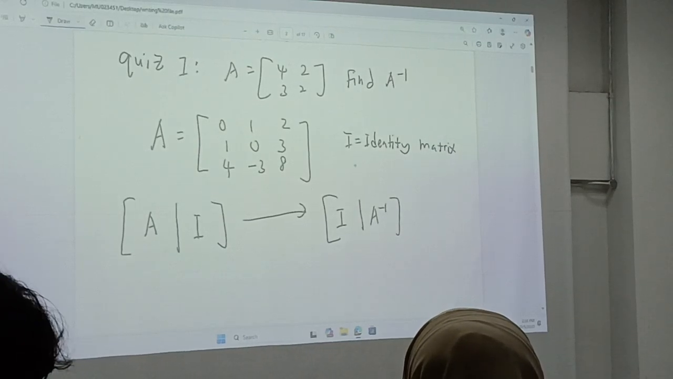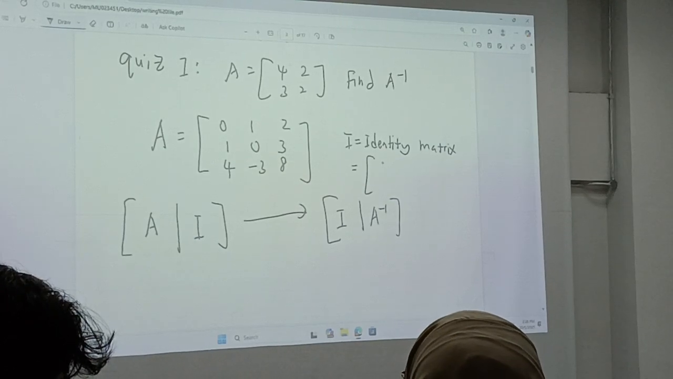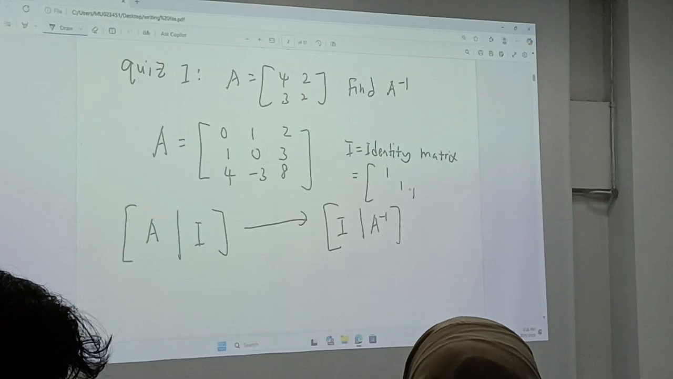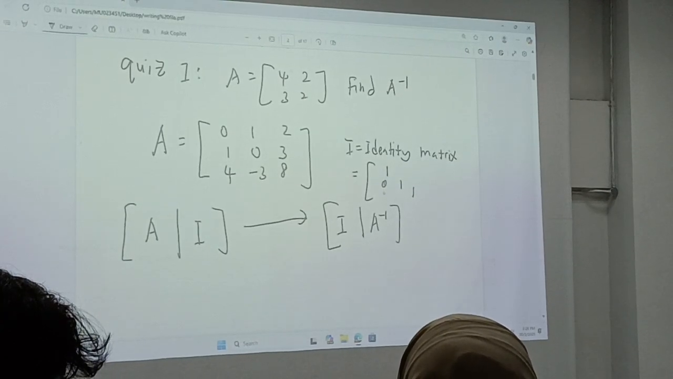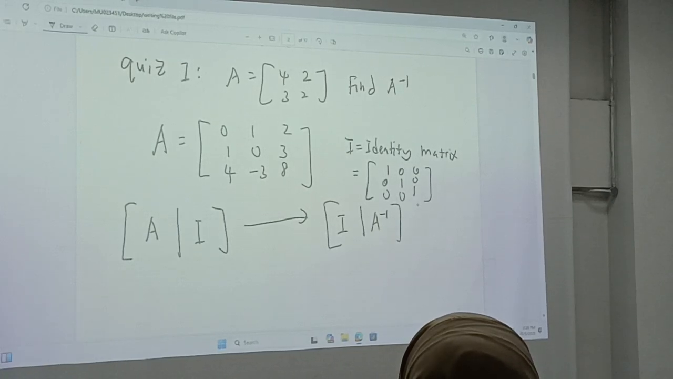So what is identity matrix? Do you still remember? All diagonal elements are 1, right? Okay, and the rest will be 0. This is an identity matrix.